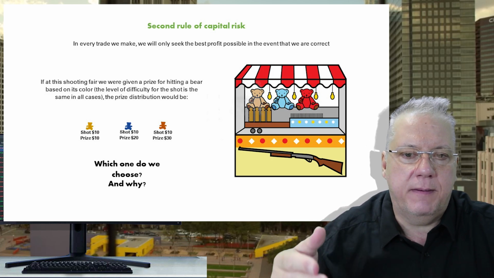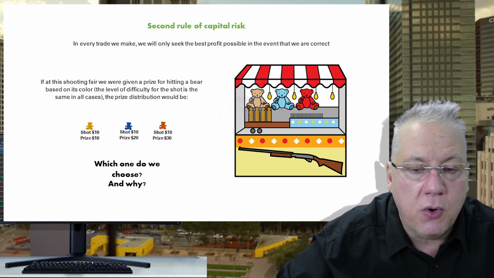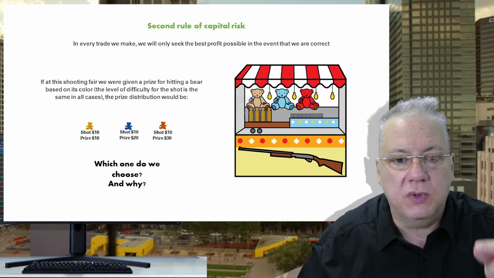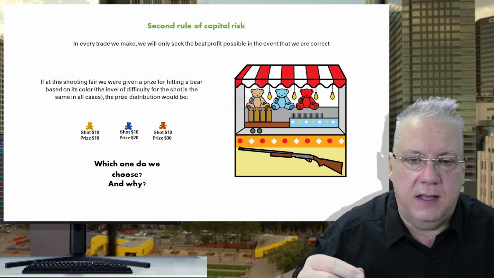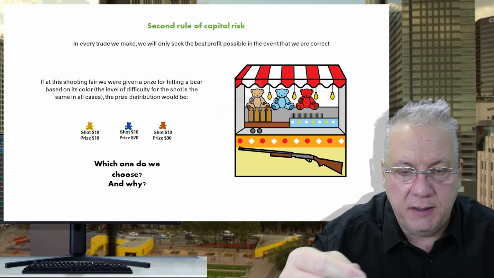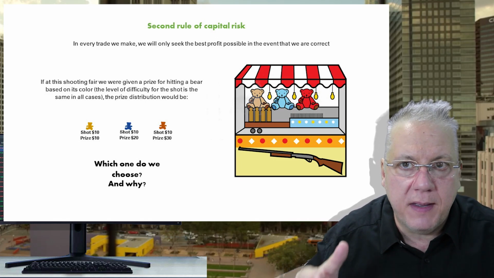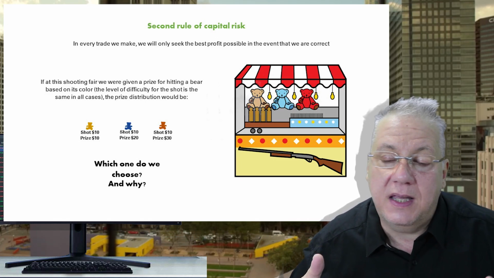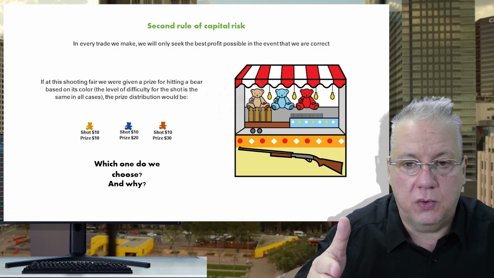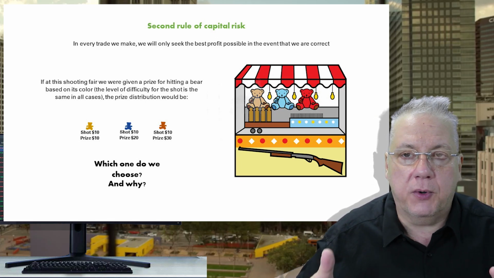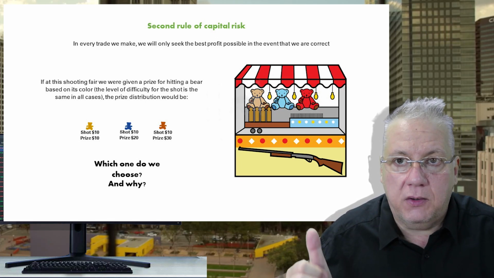I pause briefly for you to think about it. Who would you shoot if it costs you the same each shot? Each shot costs us $10, but each time, depending on which one we shoot, it will give us a greater benefit. Obviously, the decision would be to shoot the red one, the one on the right, the red bear, because it will give us 30 profit if we hit it.